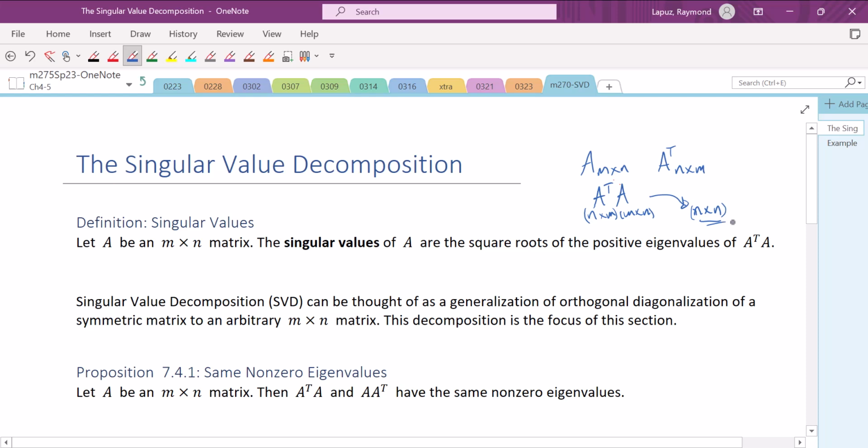And again, it's going to be symmetric. So we're going to be guaranteed some real eigenvalues. Not just real, but positive eigenvalues.